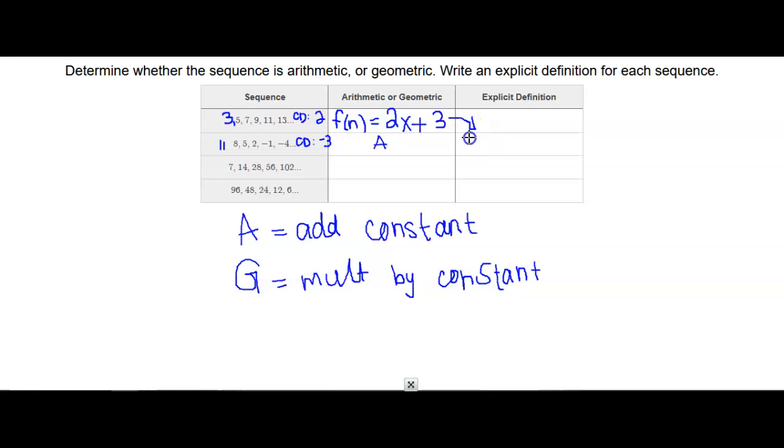And so our explicit definition would be f of n, or f of x, or whatever letter you choose here, whatever variable, is equal to, now remember, the common difference is like your slope. So this would be negative 3x, and then this 0 term goes on the end, so plus 11. Whew, that got kind of crazy there at the end.